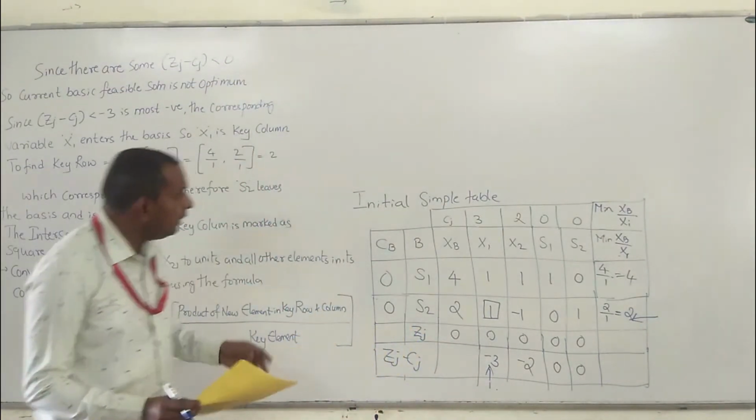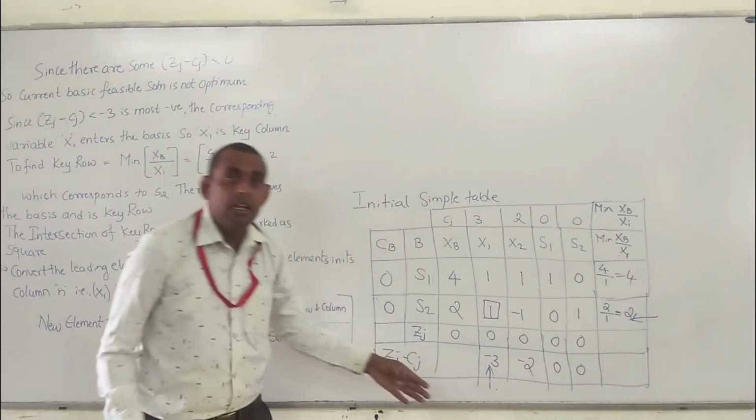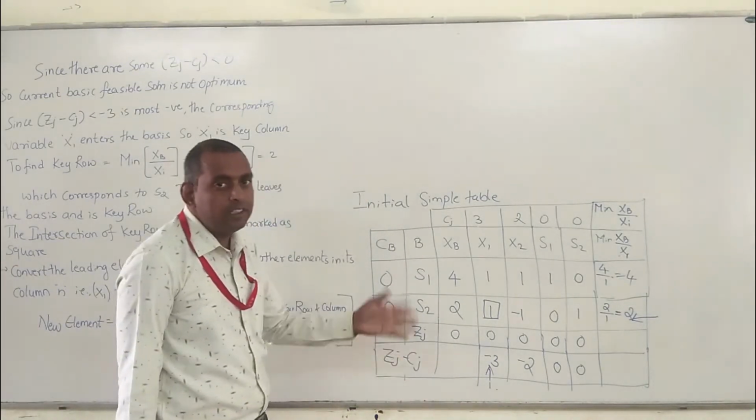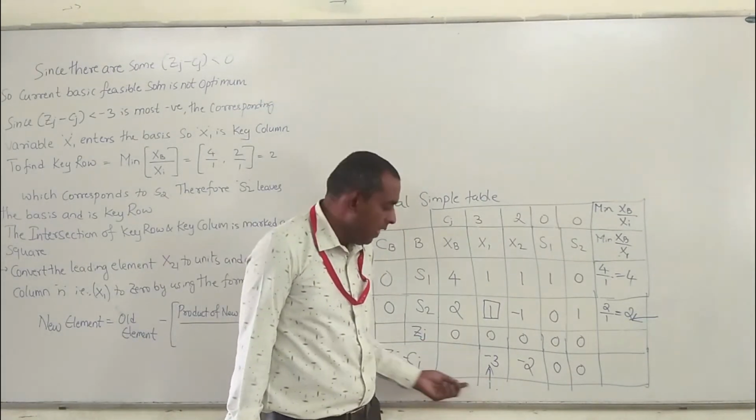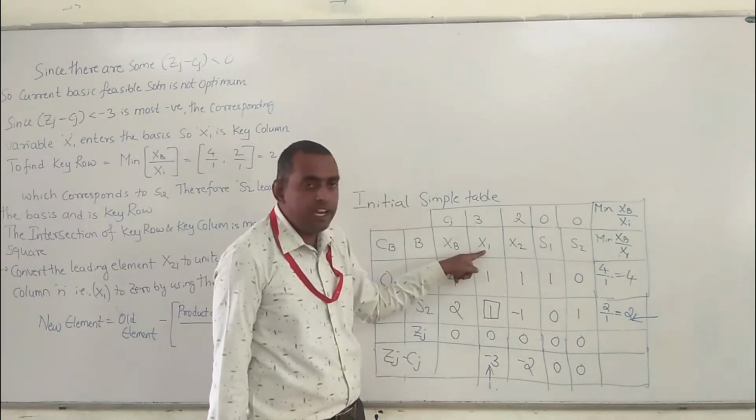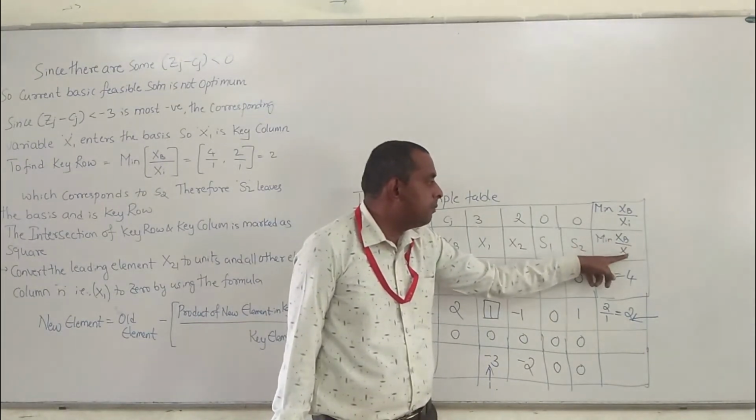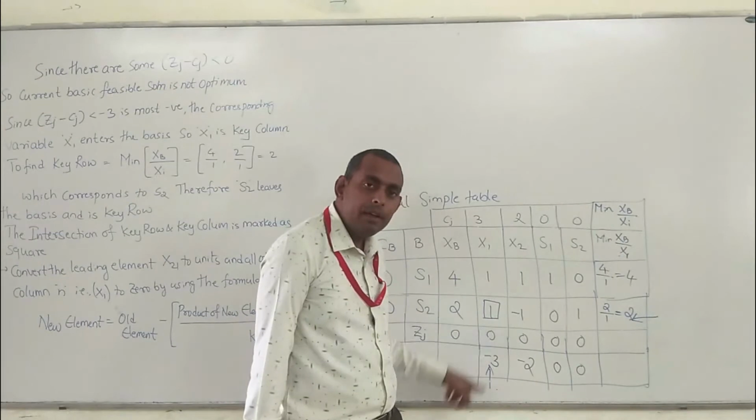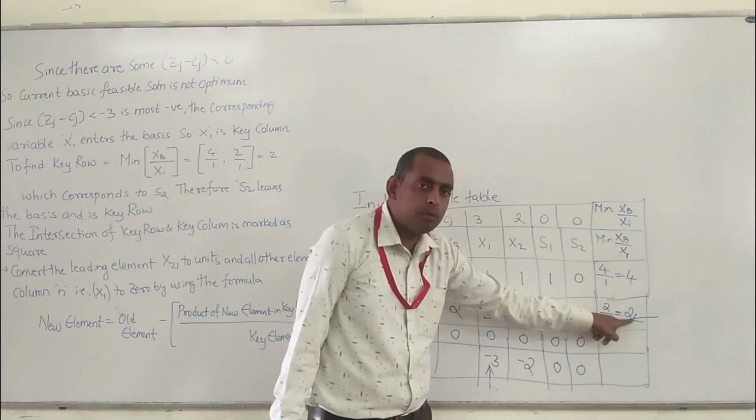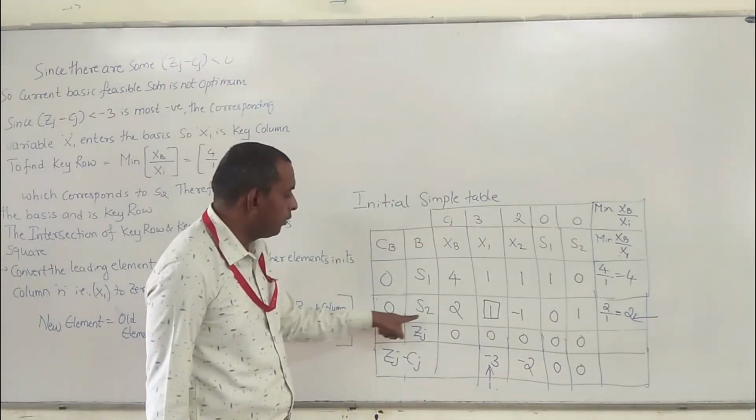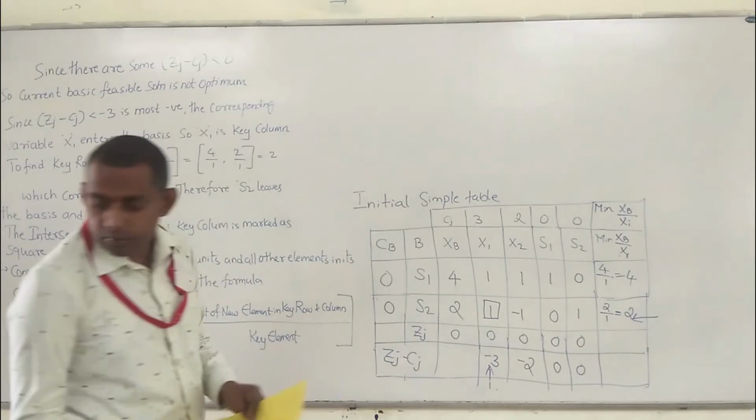Fine. So since there are some Zj minus Cj less than 0, we cannot get the optimal solution. Fine. So we have to choose the most negative value among the Zj minus Cj. That becomes the entering variable, and to find the leaving variable we need to find the minimum of xb upon x1, because x1 is the key column. So that is 4 upon 1 and 2 upon 1. Which is the minimum? 2. So this becomes the leaving variable. So S2 leaves the basis, whereas x1 enters the basis. Fine. So this is how it is done.